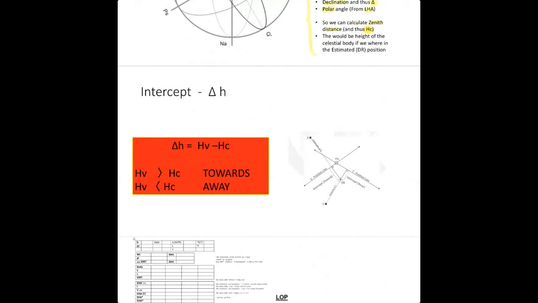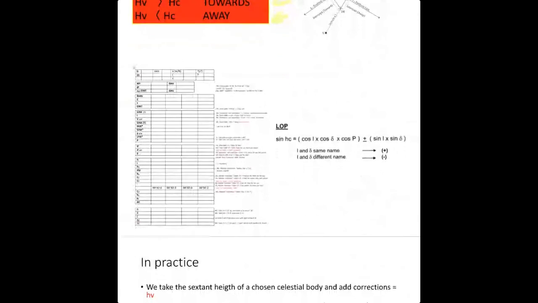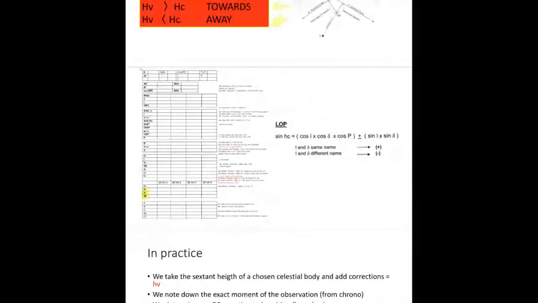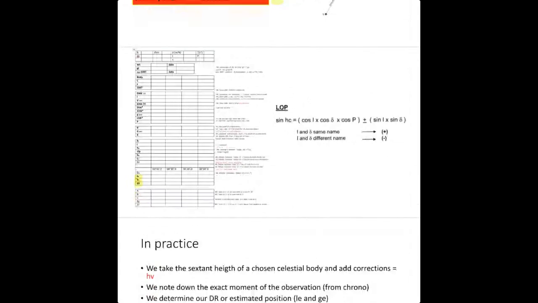Okay, voila. And so if we then have our calculated altitude, we compare this with what we read on our sextant, this gives us delta H, okay, which will be either towards or away from. Okay, voila. So this is an example on how to calculate the intercept method. The basic is that we will calculate HV and HE in order to get delta H, but I'll do a practical exercise with you later on.